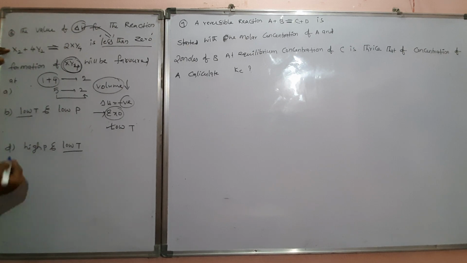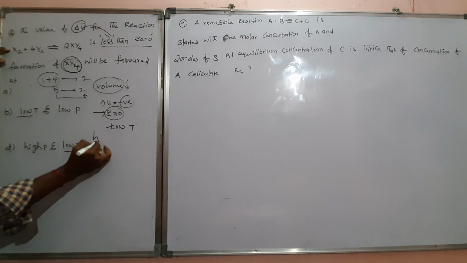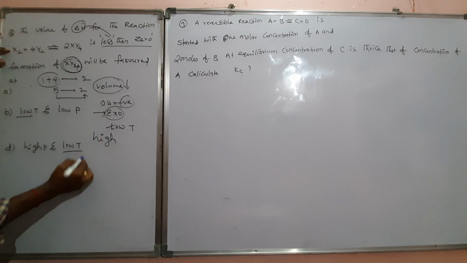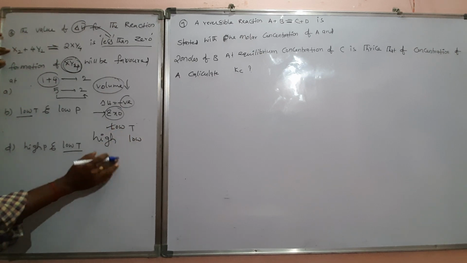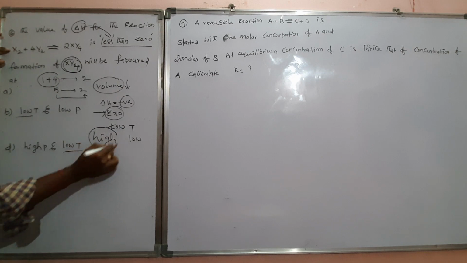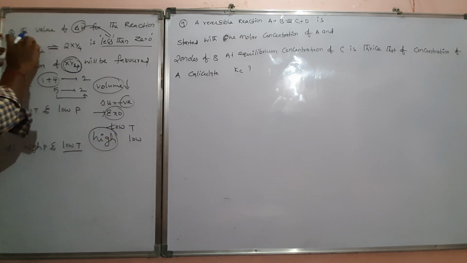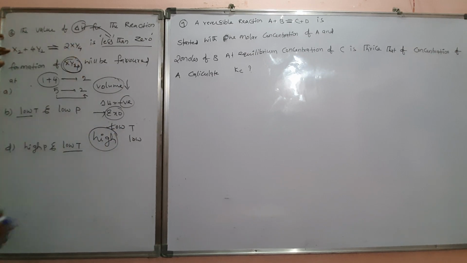So according to Le Chatelier's principle, if you are applying high pressure, then it will be shifting towards what? Low pressure side, meaning volume decreasing side. When we are applying high pressure, then equilibrium will be shifting towards the number of moles decreasing side. So low temperature and high pressure, where is that? That is our answer.